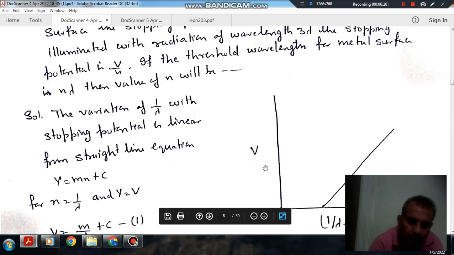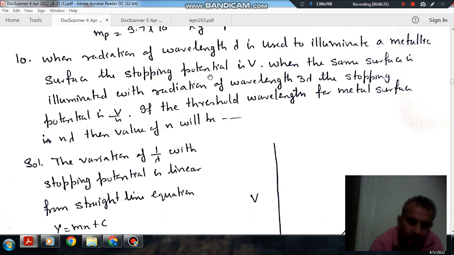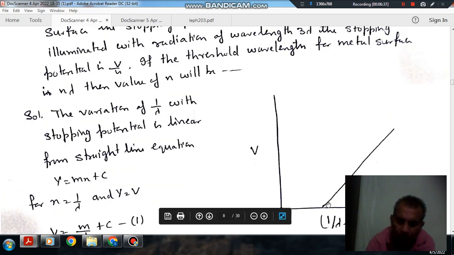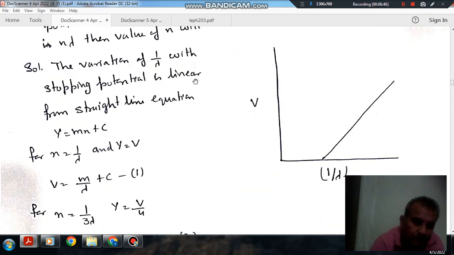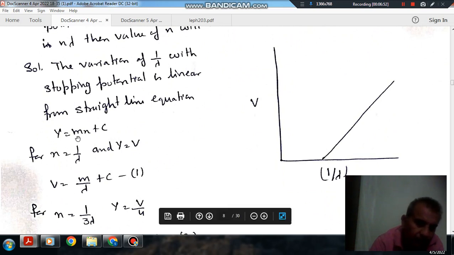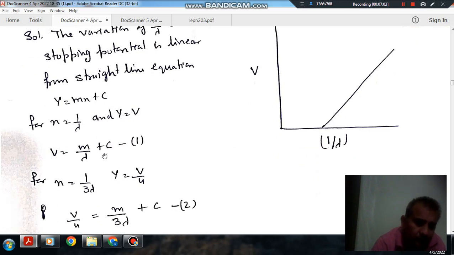So this is the graph between the stopping potential and 1 by lambda, following the straight line equation. When the stopping potential is V, the wavelength is lambda. This is a straight line, and the equation of a straight line is y is equal to mx plus c. When x is 1 by lambda and y is V, because when wavelength is lambda the potential is V, it will be V equals m by lambda plus c.